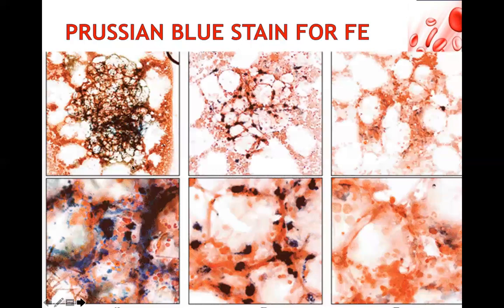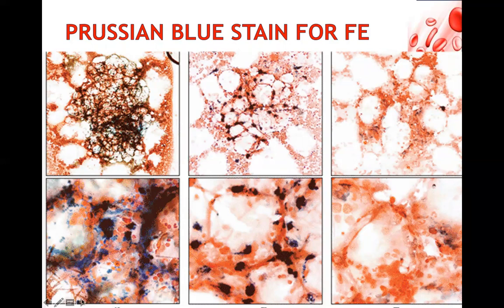And this is just to show you the staining. If there is decreased iron stores in the bone marrow, you can see that there is less blue discoloration, and here you have very minimal Prussian blue staining. So this is what we see in patients with severe iron deficiency anemia.